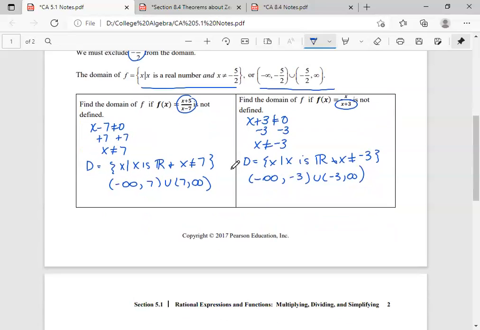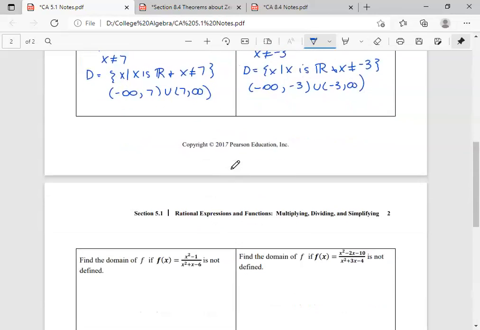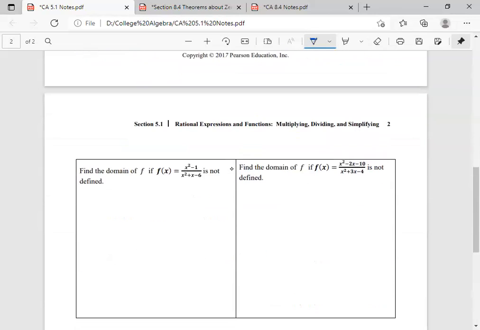Okay. Turned it up a notch here because it's not as easy. We know that x squared plus x minus 6 cannot be equal to 0. How do we solve that though?